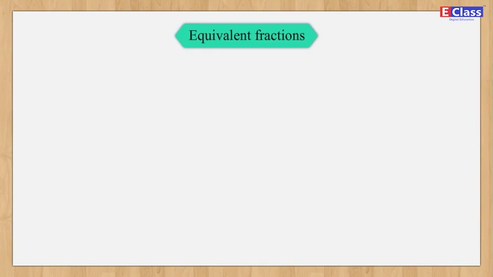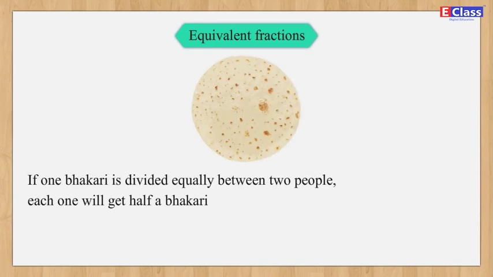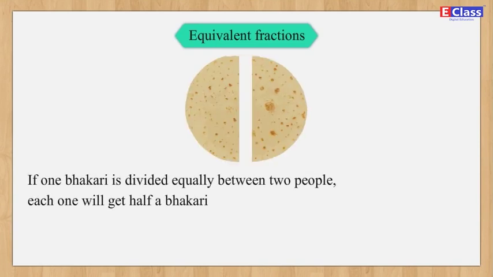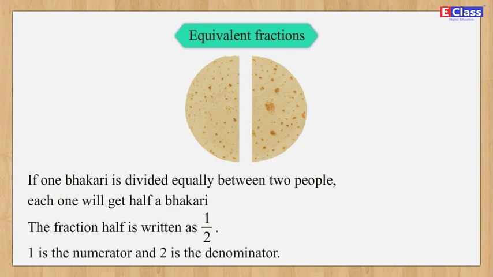Equivalent fractions. If one bhakri is divided equally between two people, each one will get half a bhakri. The fraction half is written as 1 upon 2. Here, 1 is the numerator and 2 is the denominator. This 2 means that half a bhakri was given.